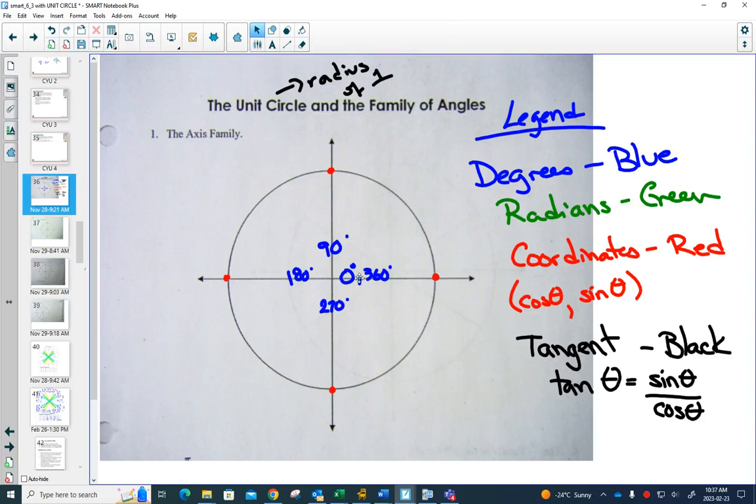Then in green, 0 degrees in radians is 0, 360 is 2 pi. I'm thinking about which one I could probably label easiest next. Well, 180 is pi. 90 is half of 180. So in radians, we're going to write this as pi divided by 2. And if 90 is pi divided by 2, 270, which is 3 times 90, would be 3 pi over 2.